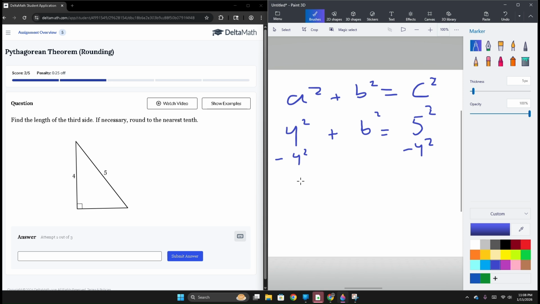By plugging this into my calculator, I will get 9 equals b to the second. However, I am looking for b and not b squared, or b to the second. So I will square root both sides by 2 and get b equals 3.